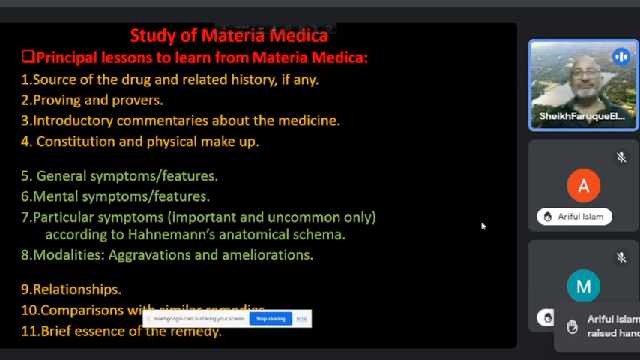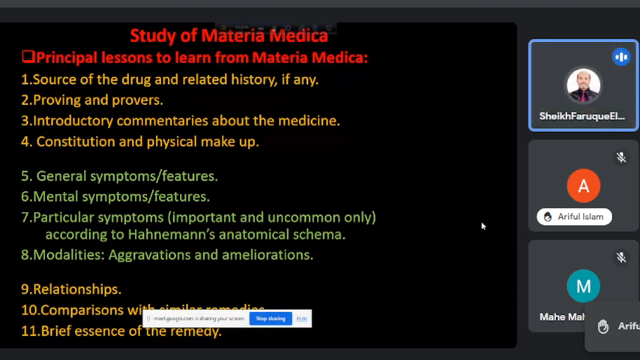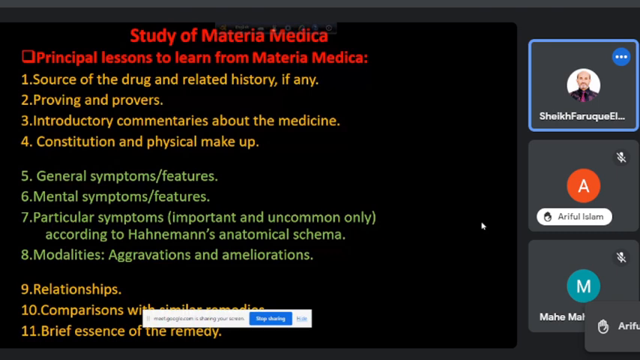Principal lessons to learn from materia medica. If I want to study a new drug, say Pulsatilla, what do I learn from the materia medica? In a book of materia medica, what do I search for? So these are the things.